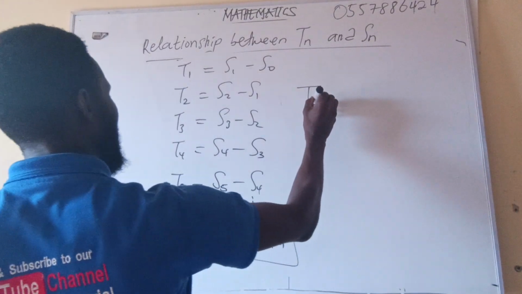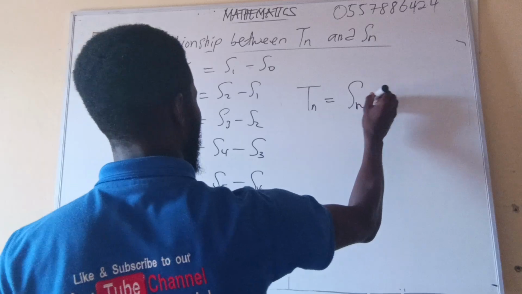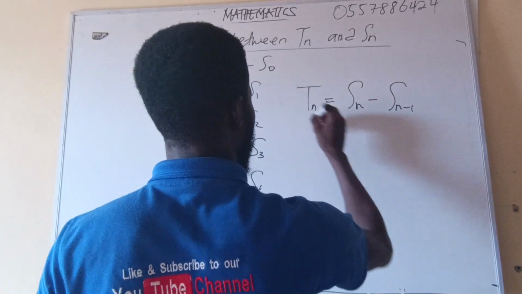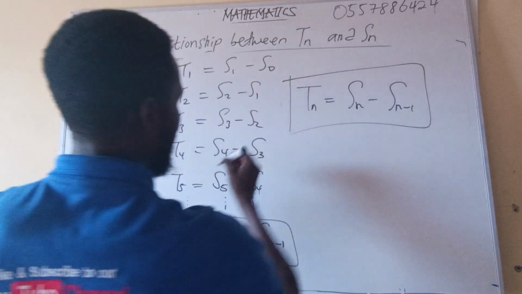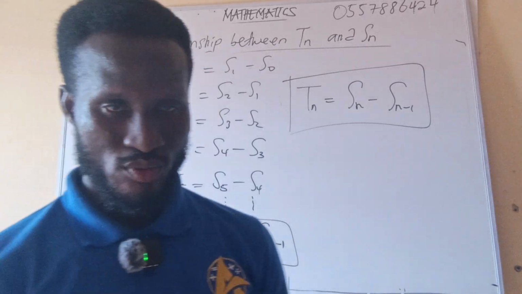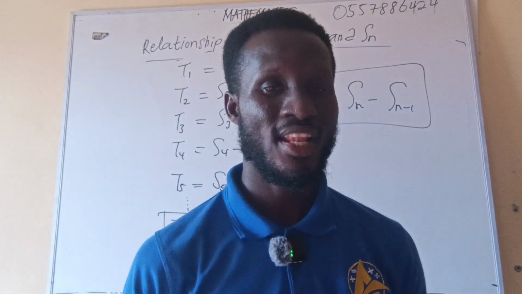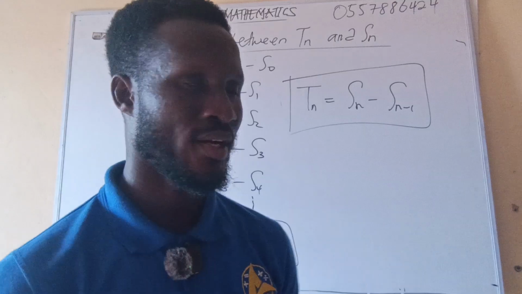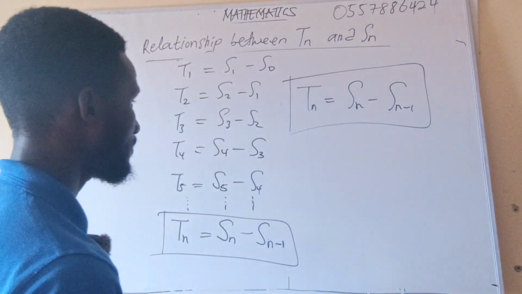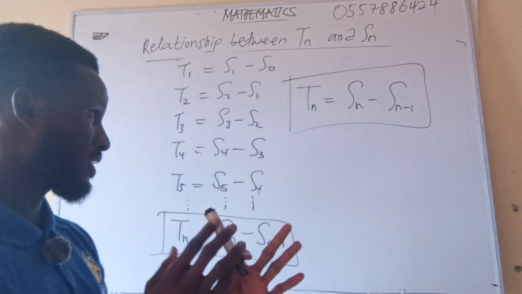So if I have tn is equal to Sn minus what? Sn minus 1. Very, very simple. I hope you are following. Now let me add this particular thing to it. Don't forget that they can ask a whole lot of questions on this.